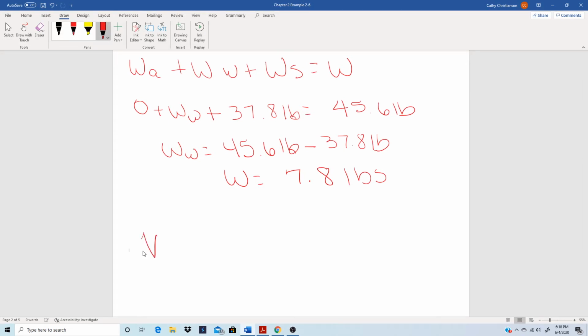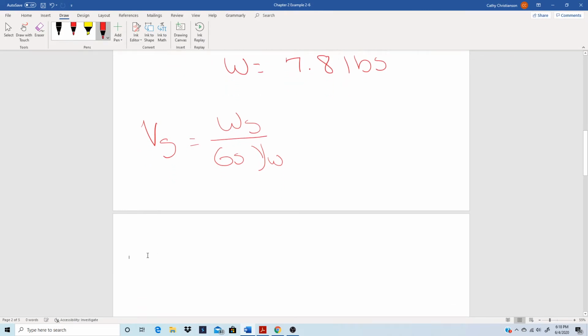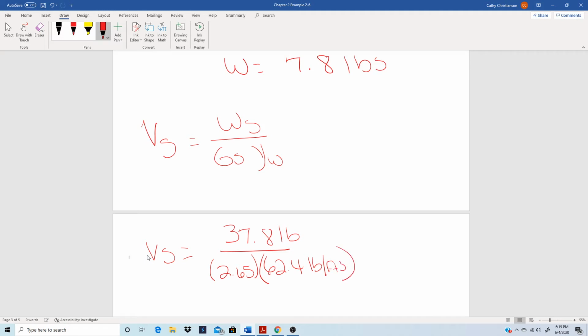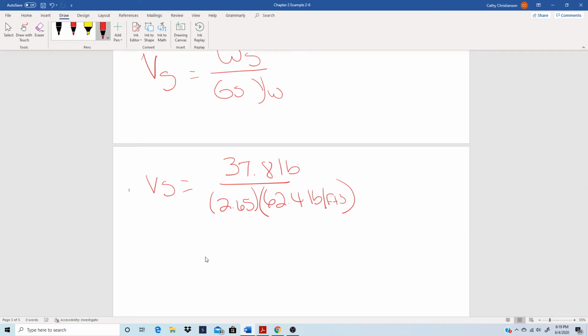The volume of the solid is the weight of the solid divided by specific gravity, SG, times the unit weight of water. So the volume of solid is 37.8 pounds divided by specific gravity, which is 2.65, times the unit weight of water. This is in pounds. Specific gravity doesn't have units. The unit weight of water is 62.4 pounds per cubic foot. So our pounds will cancel and we'll be left with cubic feet. You should get a volume of solid of 0.23.